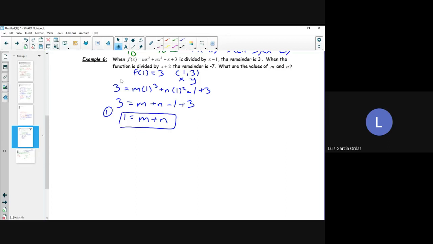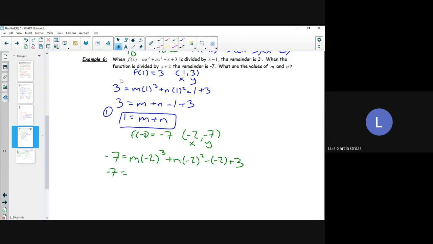What would we do for f at negative 2 is equal to negative 7? We're just going to sub those numbers back into the equation. So our point is negative 2 and negative 7. We're going to be using the same idea from our first point. So we got negative 7 is equal to m times negative 2 cubed plus n times negative 2 squared minus negative 2 plus 3.